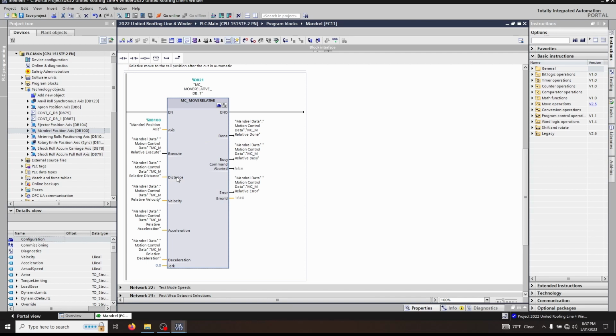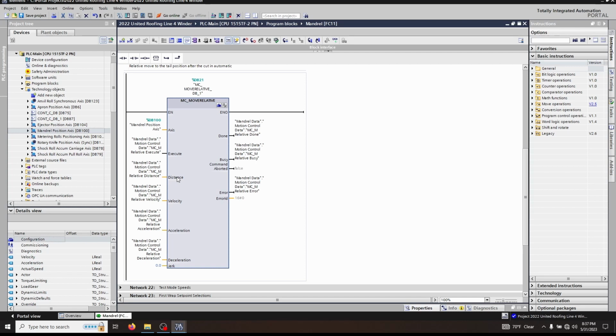It's going to move that distance. So if you're wanting to move 2 rotations and your axis has a modulo of 360 degrees, then you want to put in 720 degrees. If you have this axis set up as a linear axis, you'll put it into some sort of length unit, say millimeters or inches. That's going to be that distance.